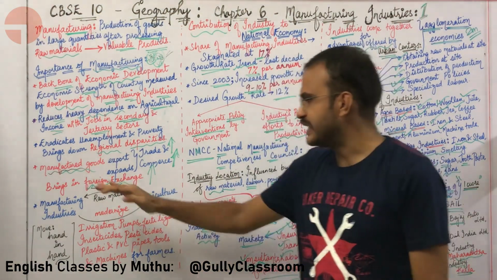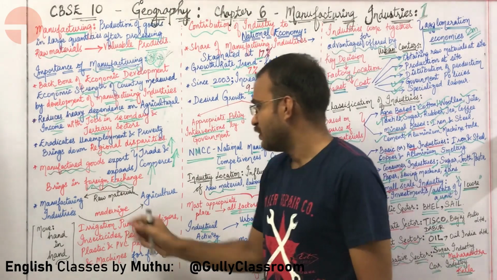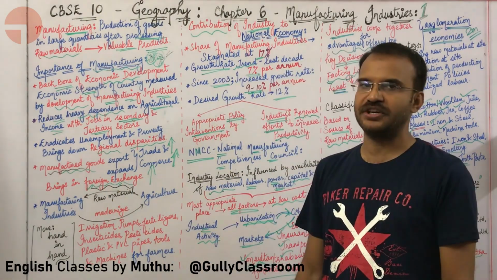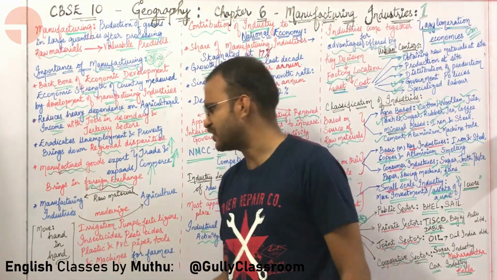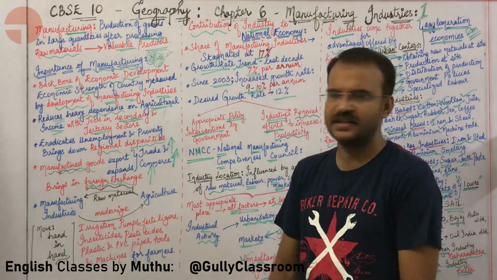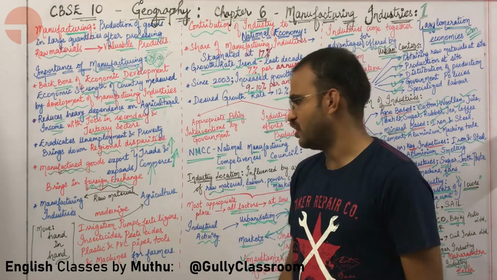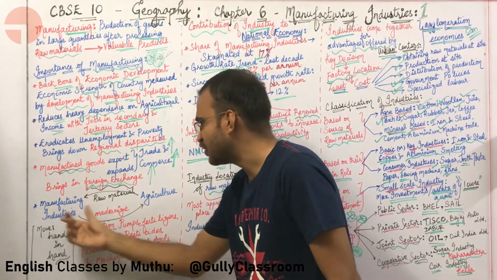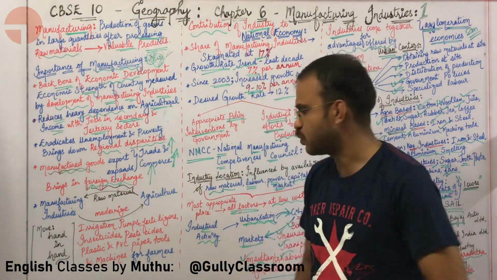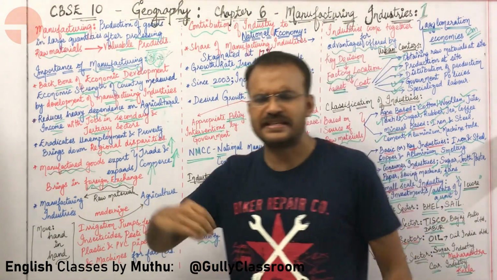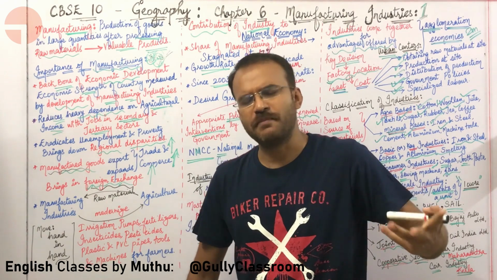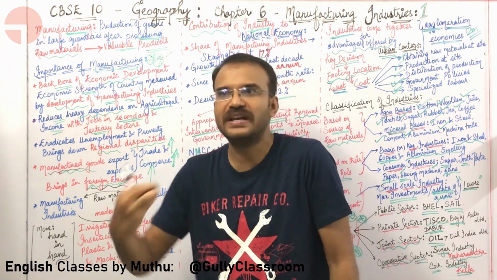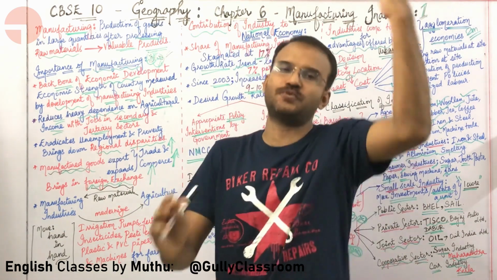Okay, sir. What is the last point here? Agriculture is obviously providing raw materials to manufacturing industry. But how is manufacturing industry helping agriculture? Manufacturing industry is modernizing agriculture. It is providing irrigation pumps, fertilizers, insecticides, and other equipment and tools that will help the farmer to increase his production.